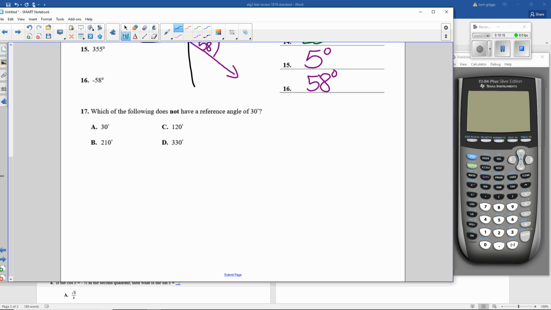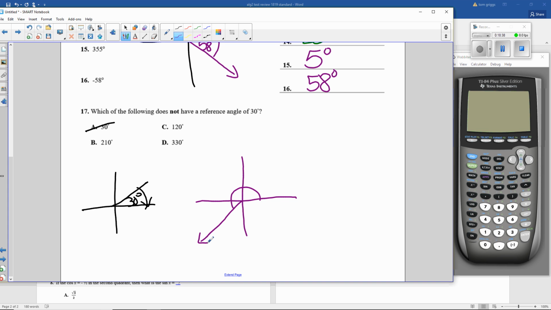And then finally, number 17, which of these does not have a reference angle of 30 degrees? Well, we know it's not A because 30 degrees is in the 1st quadrant and it's its own reference angle because it's already the shortest distance to the x-axis. If we check B, 210 degrees, that's in the 3rd quadrant. This piece is 90, this piece is 90, this piece is 30. 30 degrees is the shortest distance to the x-axis, so it's not 210.